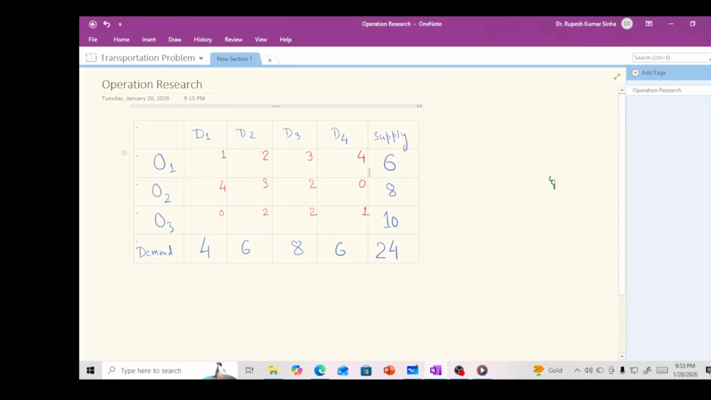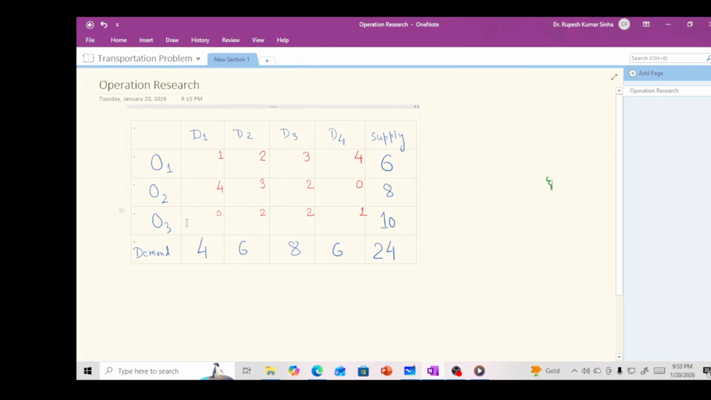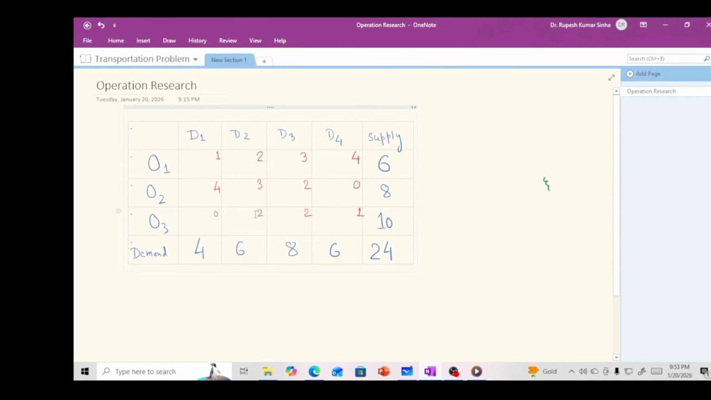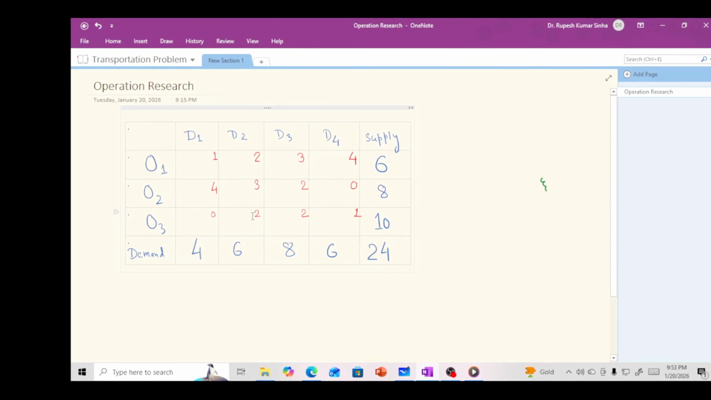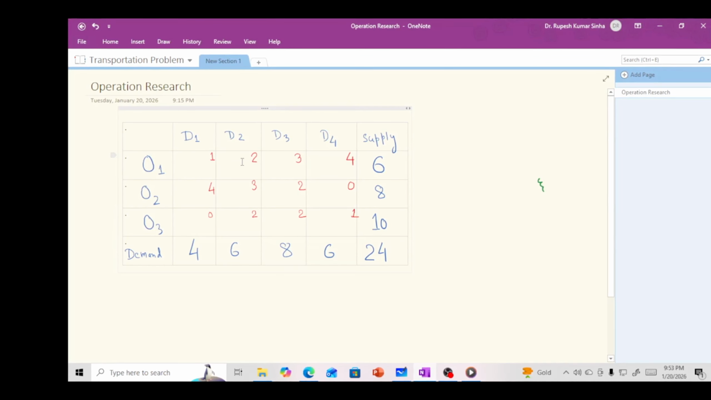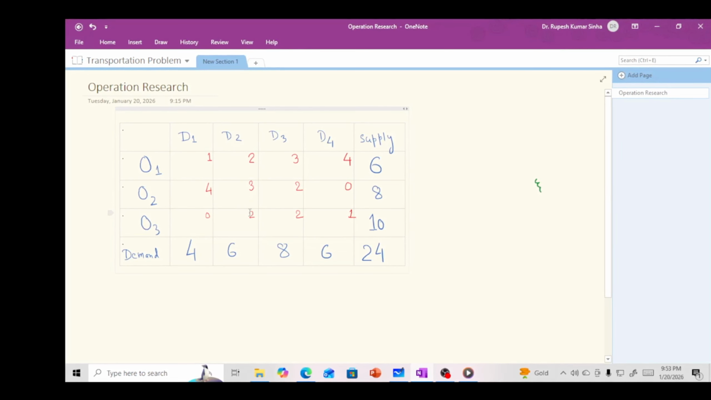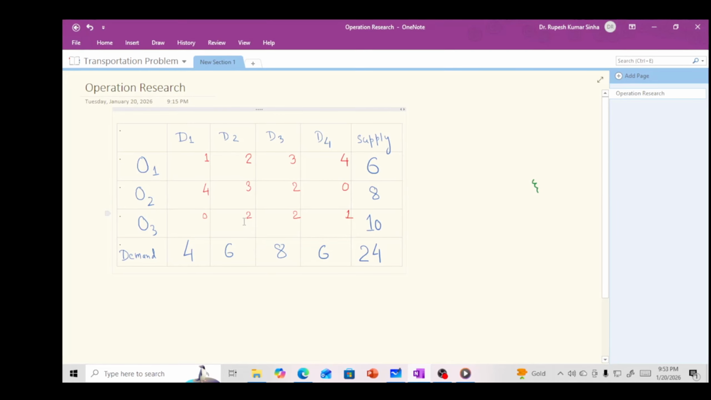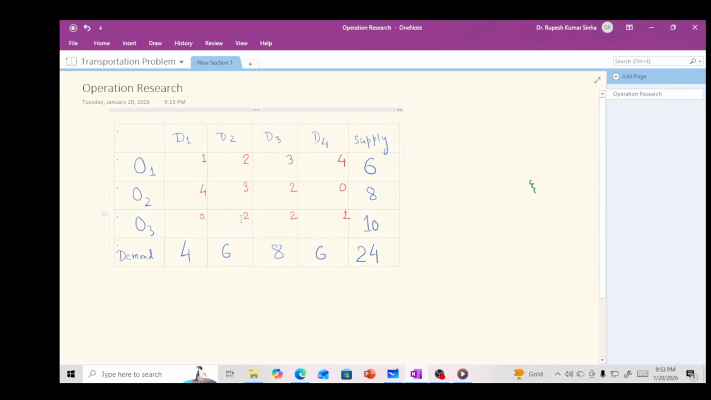1, 4, 0, 2, 3, 2, 2, 3, 2, 4, 0, 1, these are the costs. If I take this cell where it is 2, you can see when we send the product from origin 3 to D2, for each unit of product our cost is going to be 2.